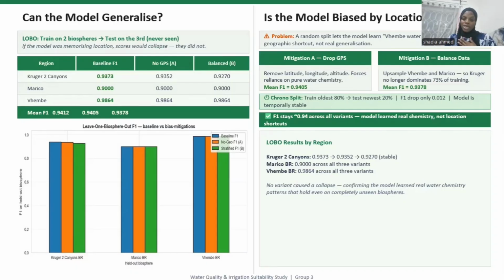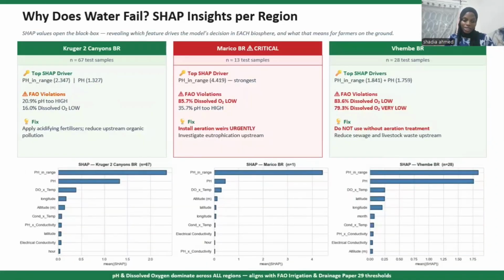On the next slide, we are looking at the SHAP analysis, how it helped to explain the model's decisions. So across all the 3 biospheres, the most influential factors were the pH and the dissolved oxygen. In Kruger, we had high pH and low dissolved oxygen. This can be solved by reducing fertilizers and reducing upstream organic pollution.